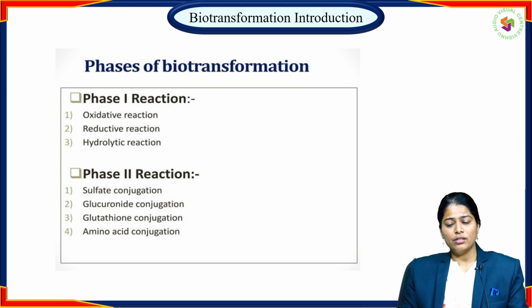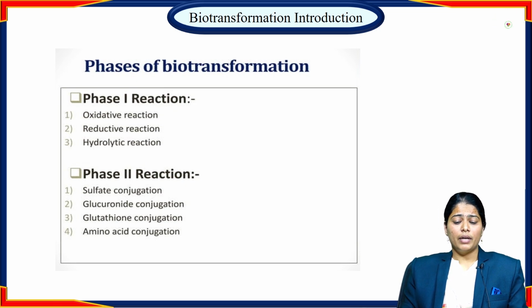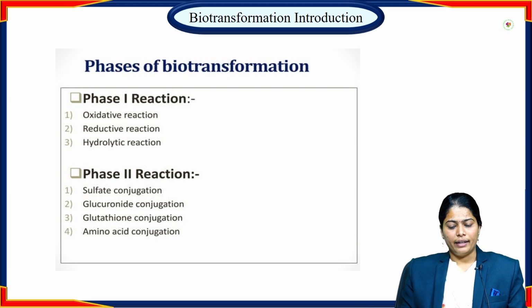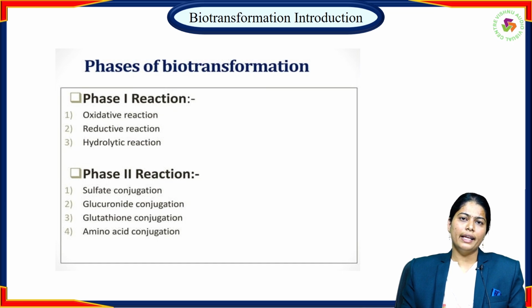The phase 2 reactions are the main biotransformation reactions. In this, these enzymes directly convert the water-soluble component to a non-toxic component, which is excreted through urine directly. The phase 2 reactions include sulfate conjugation, glucuronide conjugation, glutathione conjugation, and amino acid conjugation. All these conjugates are freely soluble in water and can easily be excreted through urine.